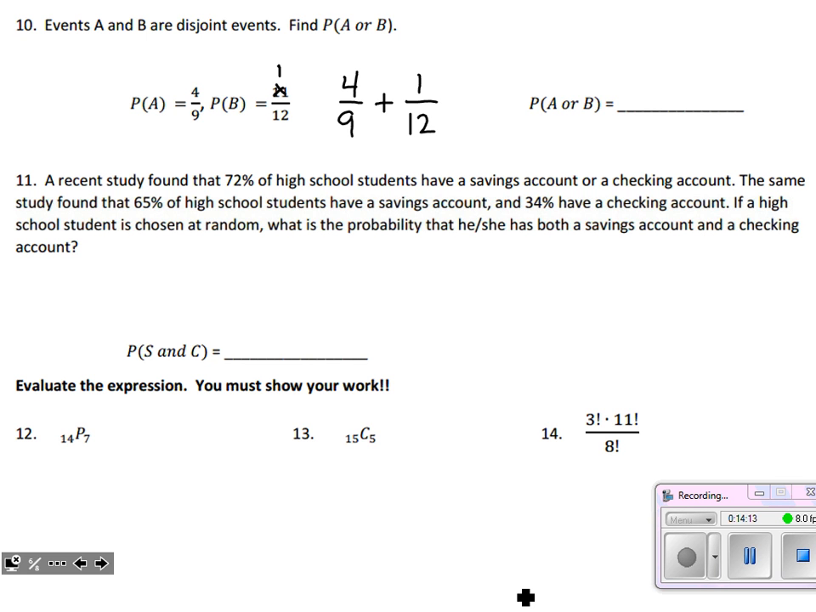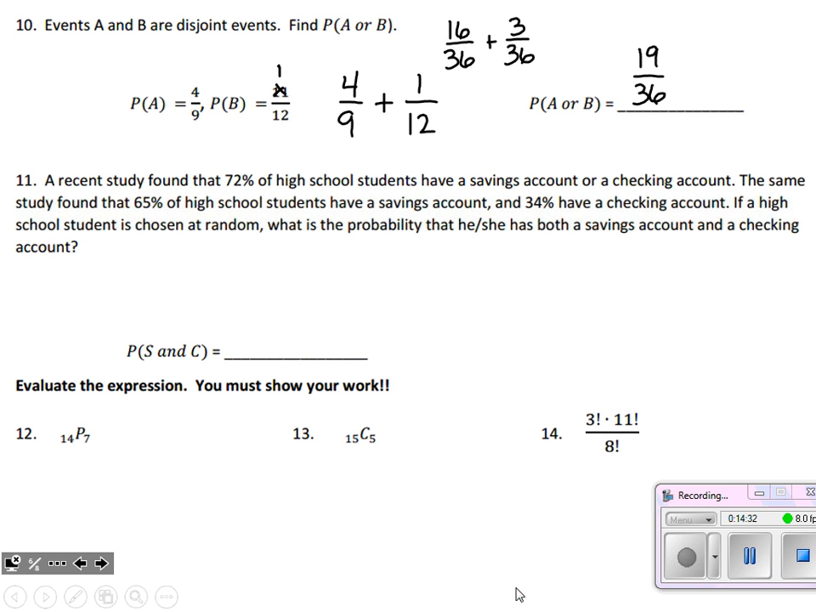If I'm adding these up by hand, I would get a common denominator of 36. That's 16 over 36 plus 3 over 36, giving me a final probability when I sum those up, 19 over 36. Again, we could have a decimal equivalent if we choose.